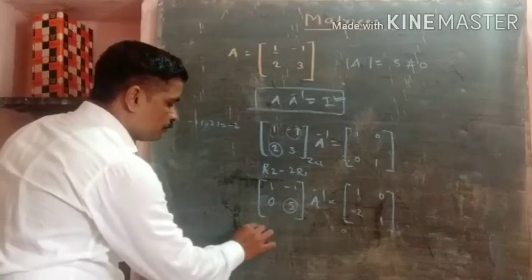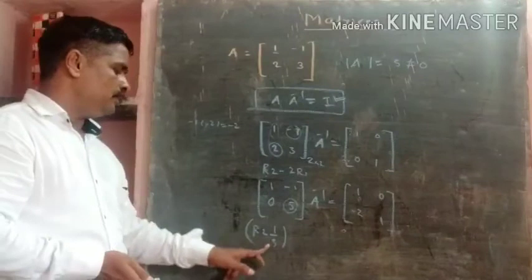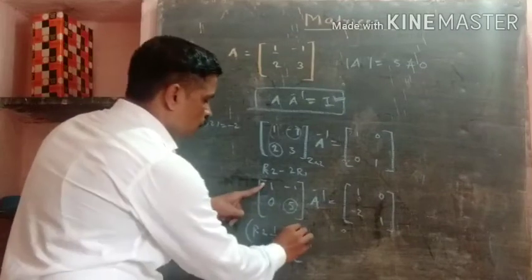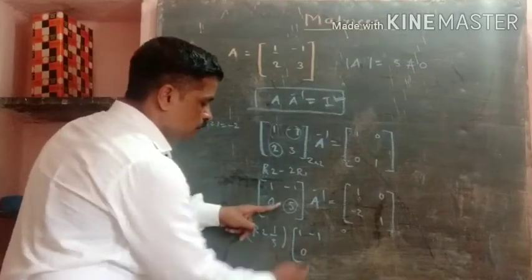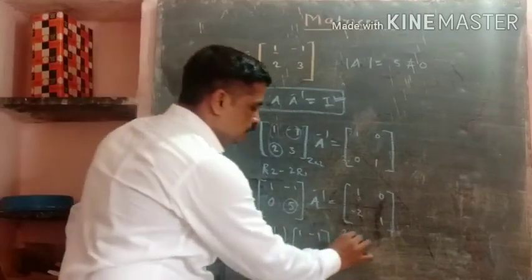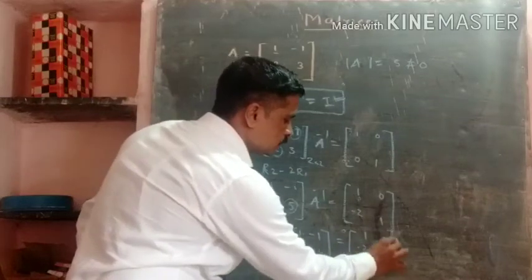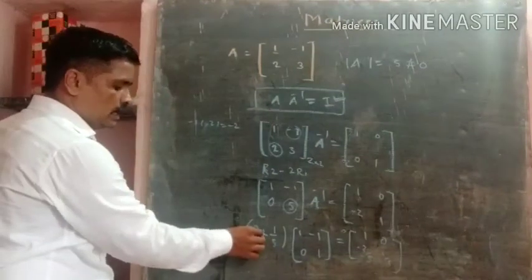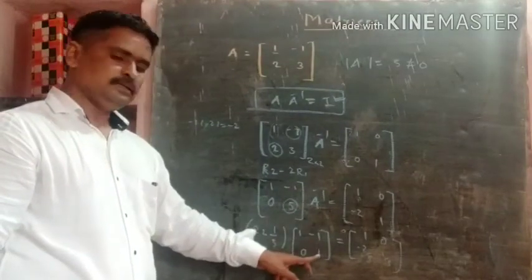So apply R2 into 1 by 5, or 1 by 5 into R2, similar meaning. So 1 minus 1, 0 into 1 by 5, that is 0. 5 into 1 by 5 equals 1, that is 1. 0 minus 2 by 5 is 1 by 5. So we apply R2 into 1 by 5. Then we convert the second column as minus 1 and 1.